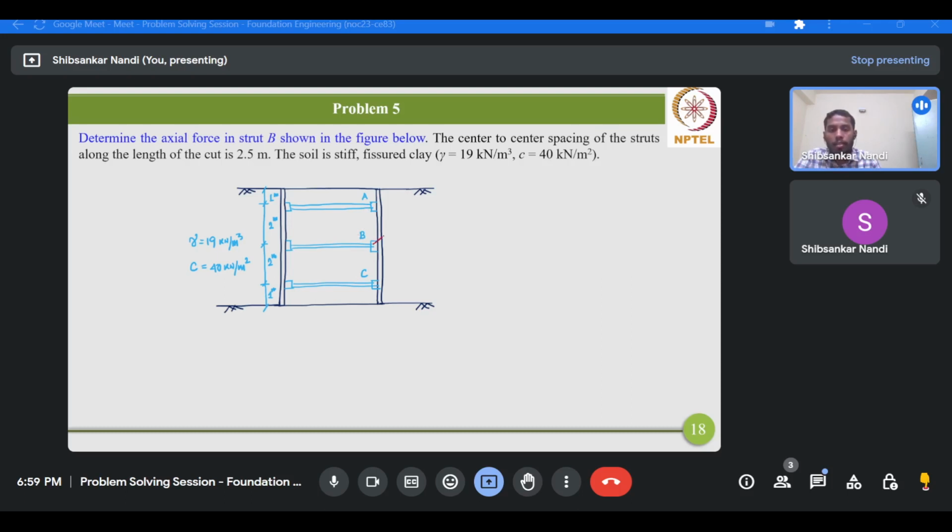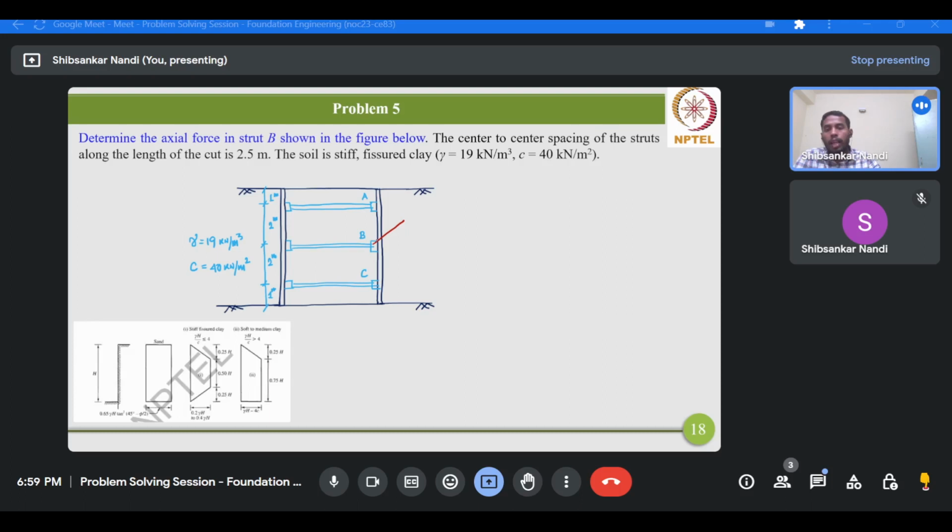Okay, and these struts are arranged such that the center to center spacing between them along the length of the excavation is 2.5 meter. That is, the horizontal spacing is 2.5 meter, and the vertical spacing is given as 2 meter. Okay. Now how can we determine it? To determine this axial force in strut B, first we have to know the earth pressure distribution on this sheet pile wall.